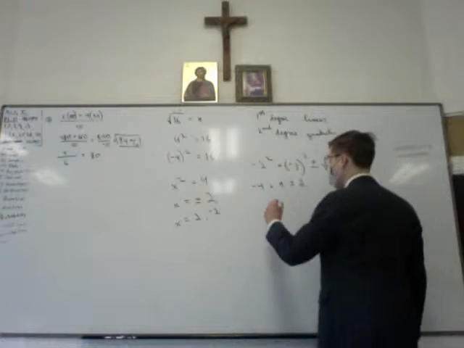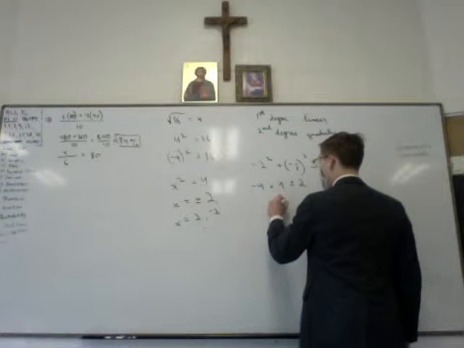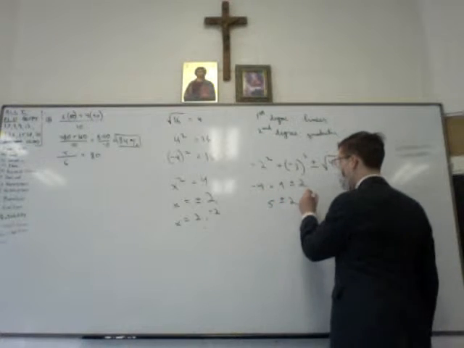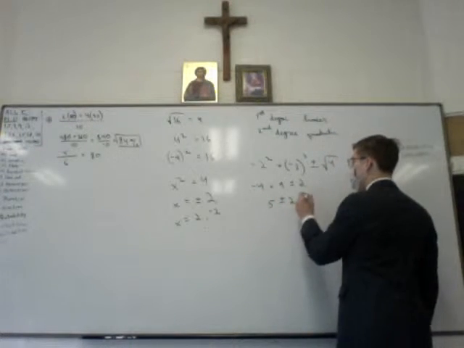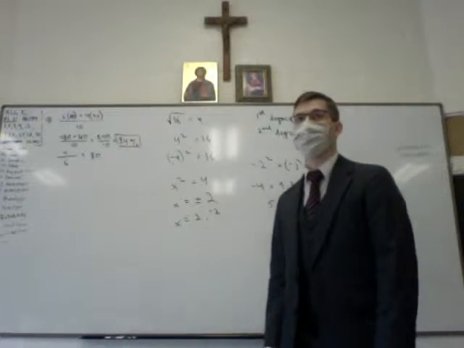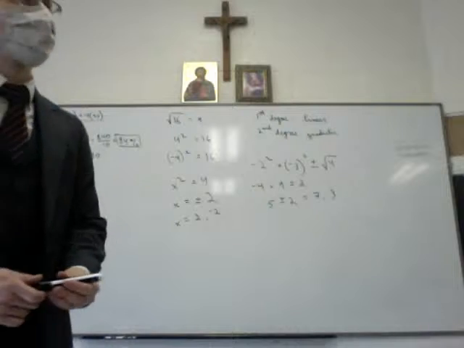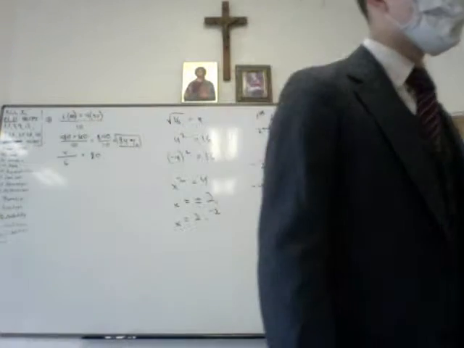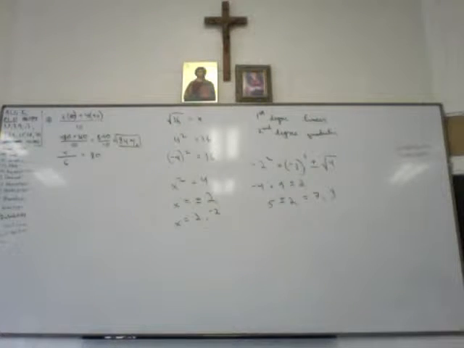What are the two different solutions? It's 5 plus or minus 2. So it could be either 5 plus 2, 7, or it could be 5 minus 2, 3. It's not something we're going to do a whole lot of this year, but that's just the case.